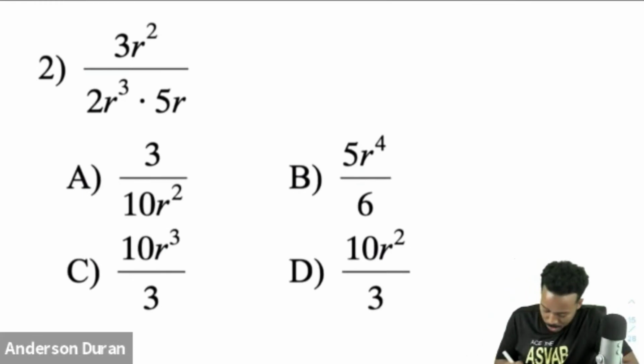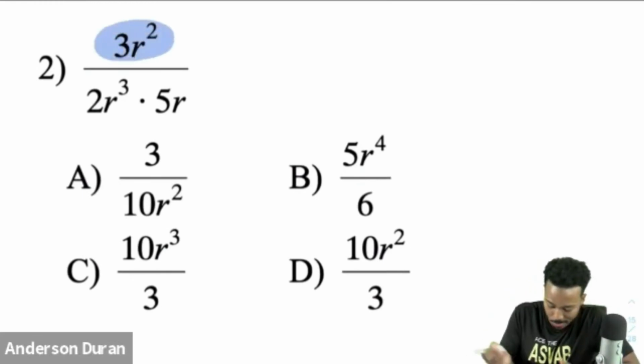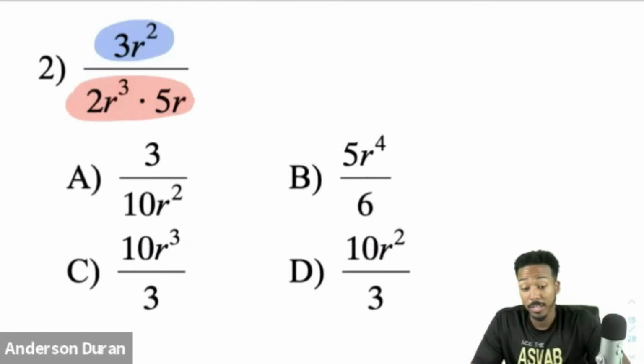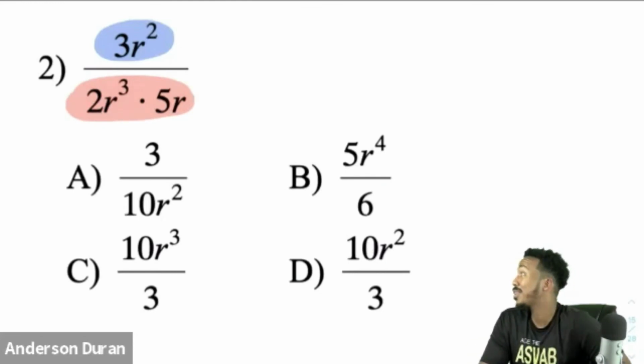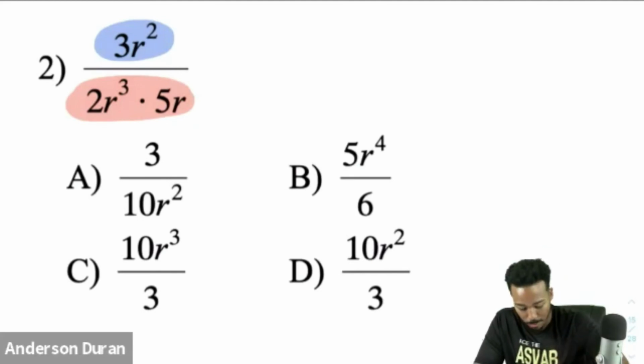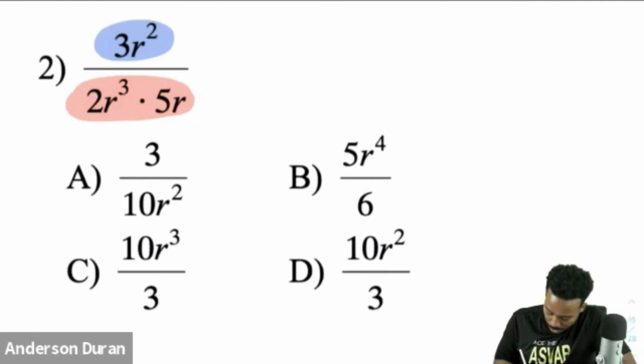Okay, that looks pretty ugly to me. Not really. It's just there, whatever. But on the bottom, this is where the party's at. We got 2r cubed multiplied by 5r. So that denominator right there, that red denominator, that's what you're looking at. Let's take care of that first. Let's take care of business first there. So let's go ahead and get after it.